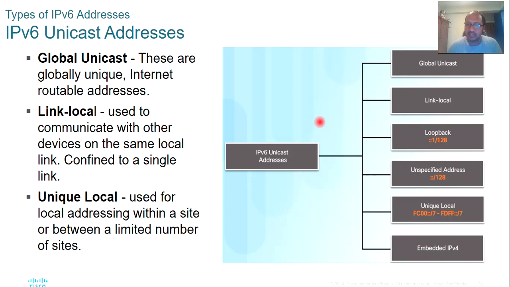Global unicast address is like the IP version 4 public IP address space. These addresses are used to uniquely identify devices on the internet. Link local address is used to communicate with other devices on the same local link. Here we have to focus on the same local link, which means that a packet holding a link local address can't cross the same local link.